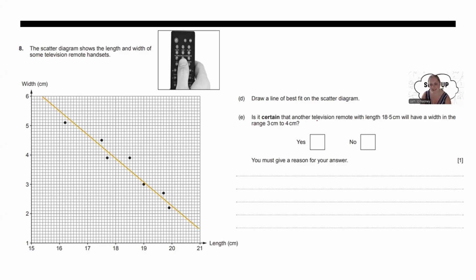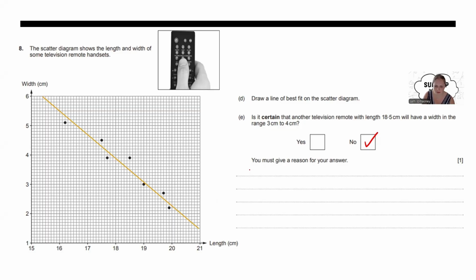And then it says, is it certain that another television remote with a length of 18.5 will have a width between 3 and 4? Certain means that it's going to happen every single time. Like, I'd be certain that there's going to be another day. Whereas I can't be certain that all TV remotes with a length of 18.5 have that width range, because we don't know every single TV remote in the world. So I'm going to say no.